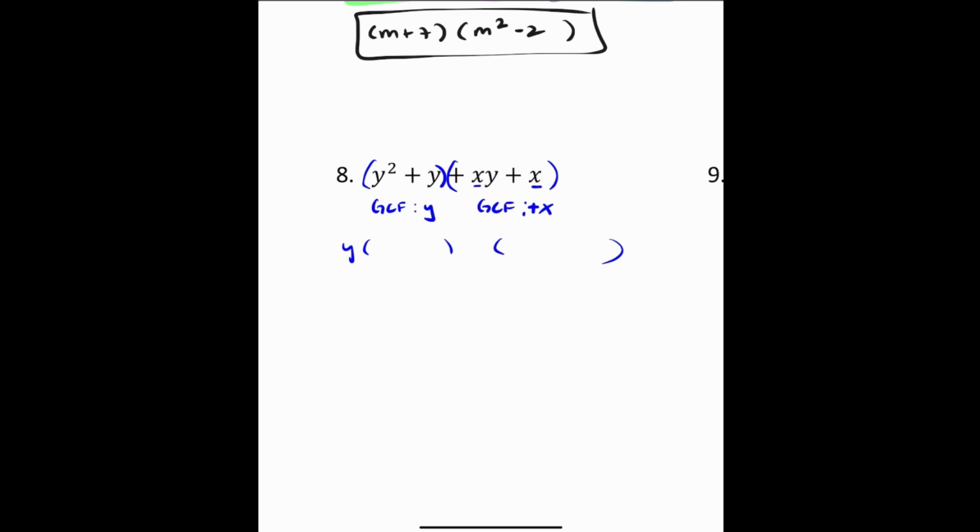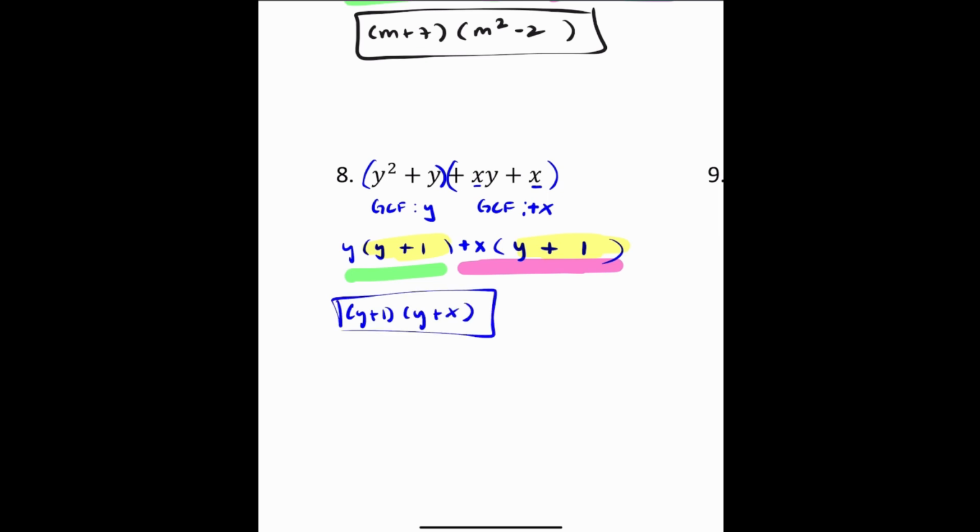Y times what gives you y squared? That's y. Y times what gives you positive y? That would be 1. Now, the GCF here is plus x, right? So positive x times what gives you positive xy? That would be y, because x times y is xy. Now positive x times what gives you positive x? That would be 1. So we can factor out the y plus 1, and what we're left with is y plus x. And that's the answer. Okay?